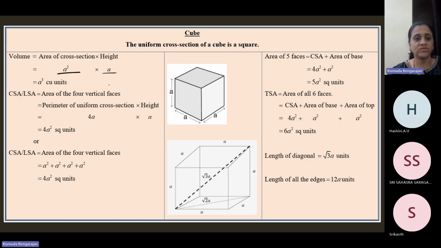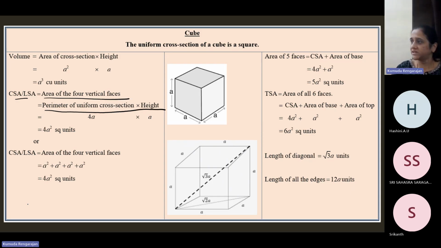A square into A, which is A cubic units. And the curved surface area or the lateral surface area can be expressed as the area of the 4 vertical faces. It means the area of the 4 vertical faces, which is expressed as the perimeter of the uniform cross section into height. What is CSA? It's the area of the 4 vertical faces. That's how we understand curved surface area or lateral surface area.